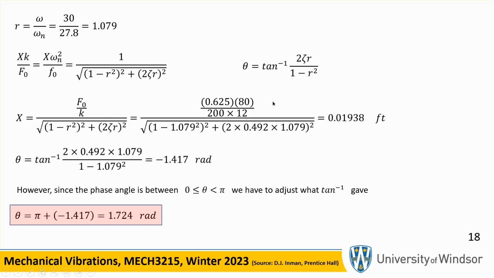Now, there is a steady state solution. Amplitude, big X, phase angle right there. Okay, 1.724 right here. It's minus.